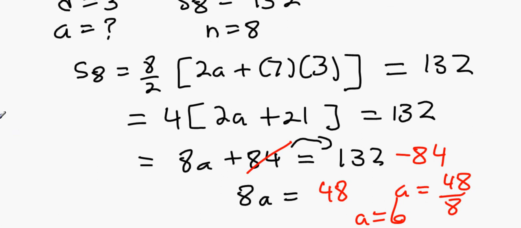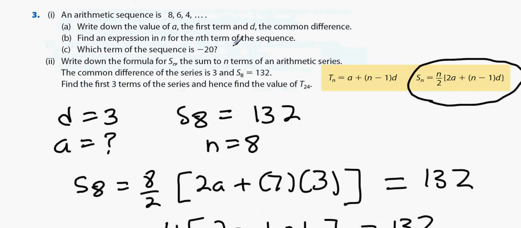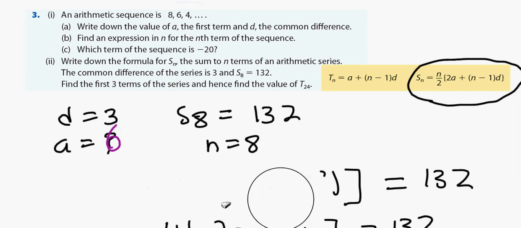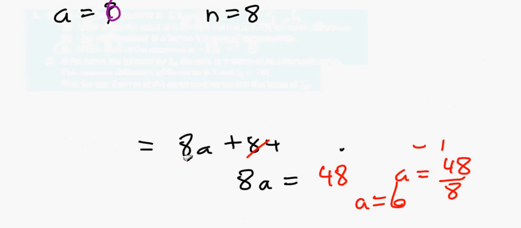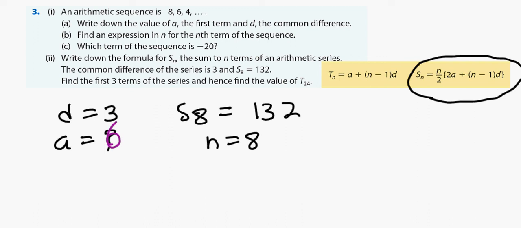Now that we know that a equals 6, we need to find out the first three terms of the series. So we know that a is 6, add on 3, the second one is 9, and the third one is 12. So it's going to be 6, 9, and 12. Next thing we want to find out is what T24 is.